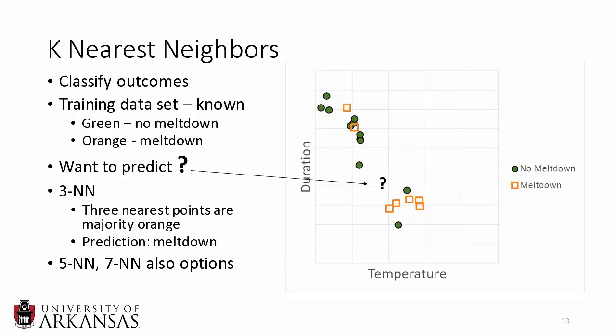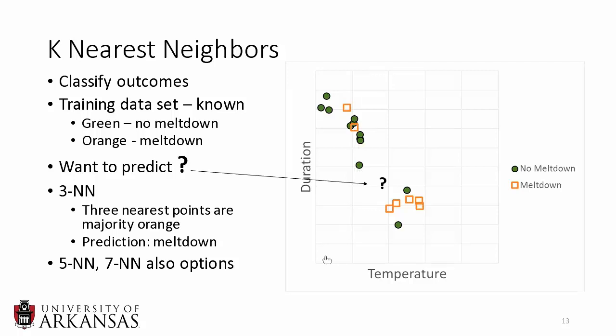So you've got a target variable, and that's the thing you want to predict. You have a training data set for which the outcomes are known. And then you have a prediction point where you want to predict it. In our case, we've got temperature across the bottom here for our machine. How hot did it get? And the duration of how long it ran. And you can see all of these things with green are when it did not melt down.